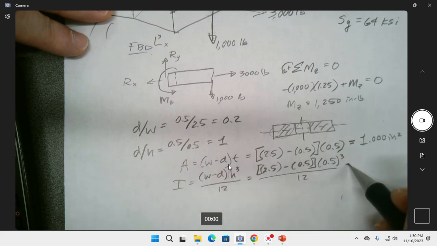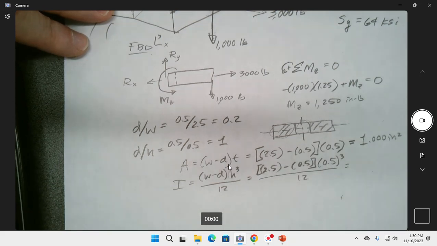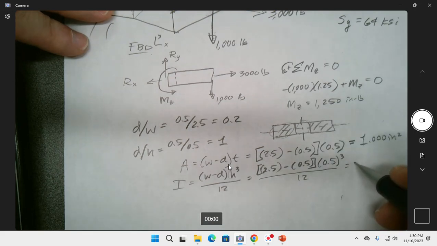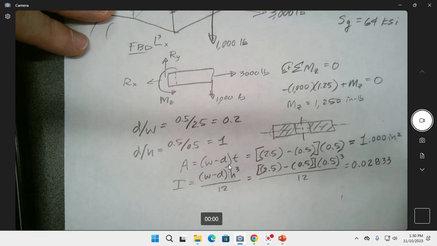over 12. So it's going to be a smaller number, right? 2.5. I don't know why I keep doing that, because I could just write 2, but 0.5 and 3 raised times, and then 12 divided. And so we get, I'll write it out as decimals, 0.02833, and probably a lot more 3s.